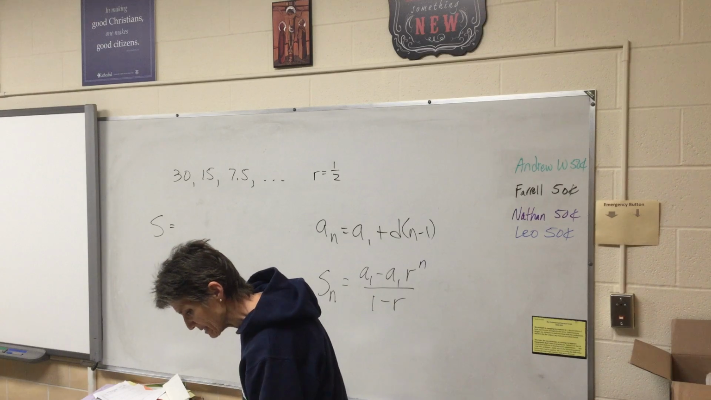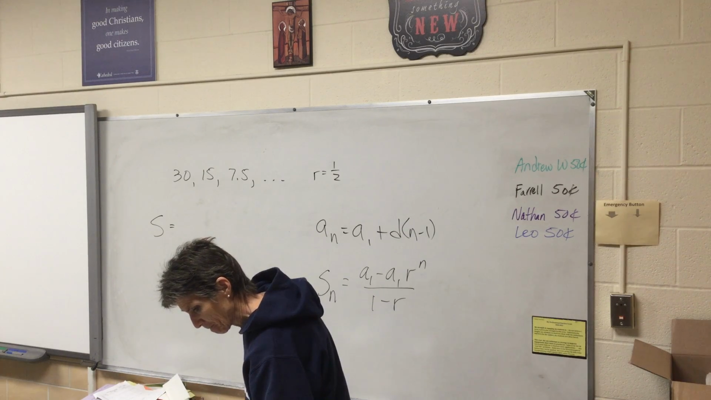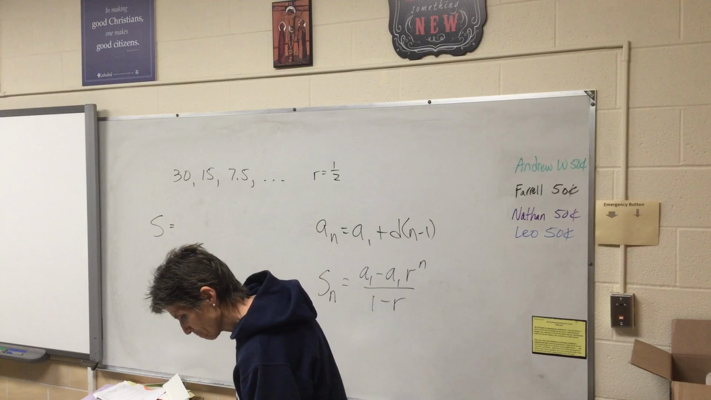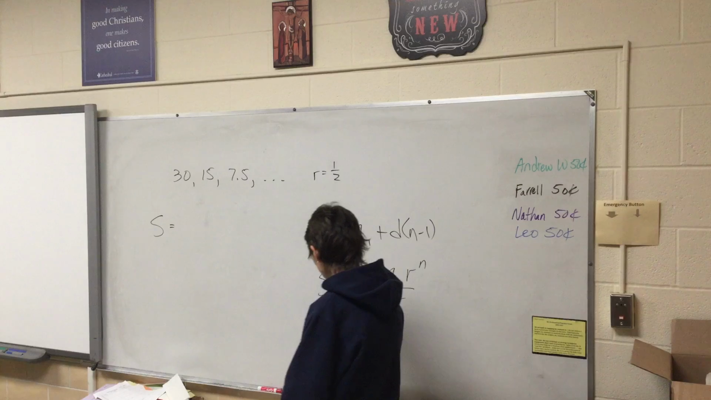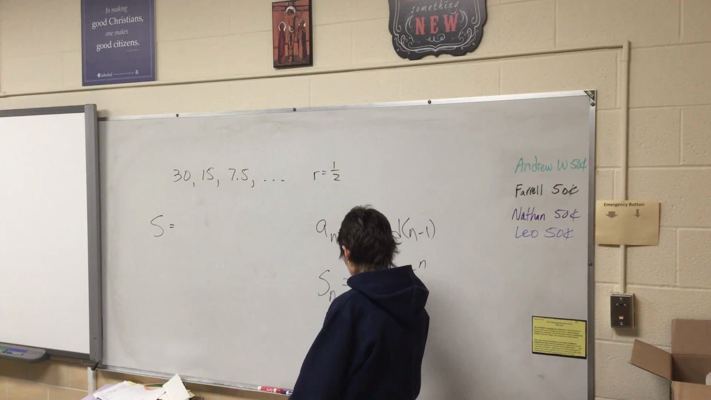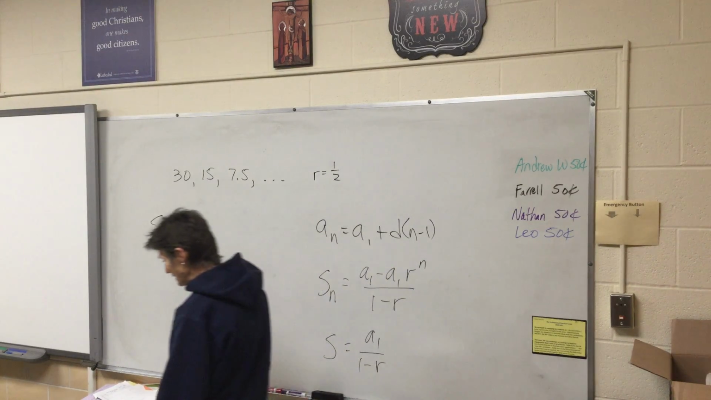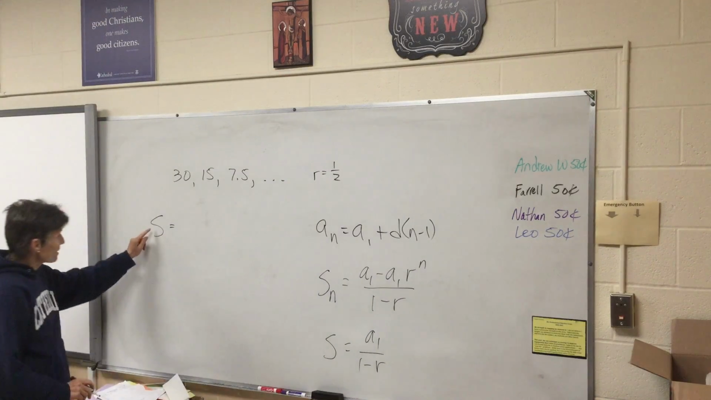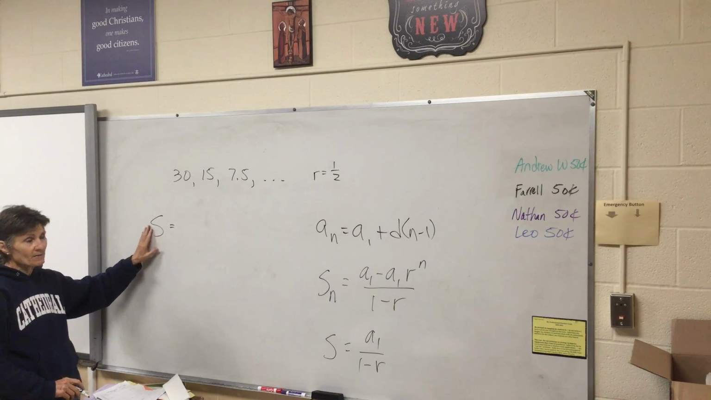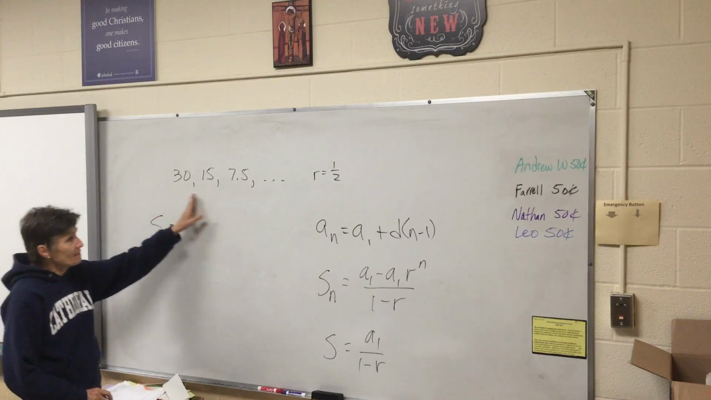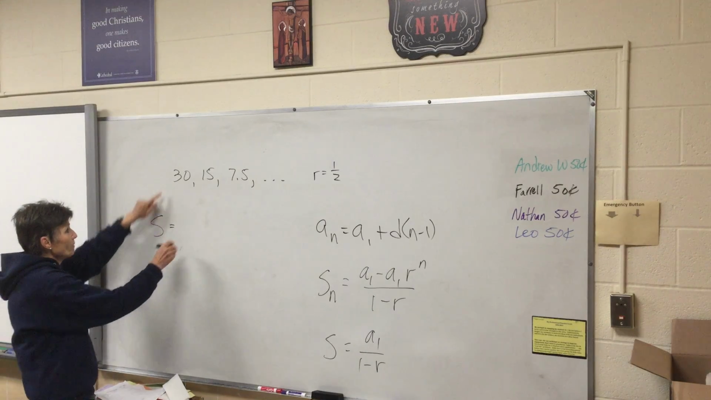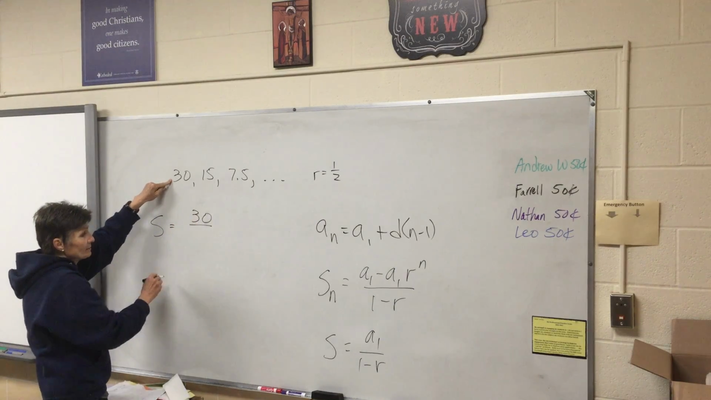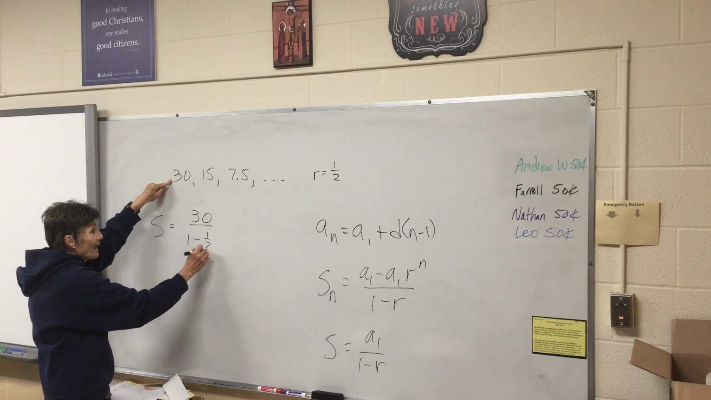What do you think that means? Kids, that's what we just did. That's your infinite series. When they don't tell you what n is, when they don't say find the sum of the first 12 or find the sum of the first 15, when it just says find the sum, it means add it up forever. So according to our formula, it's 30 over 1 minus 1/2.